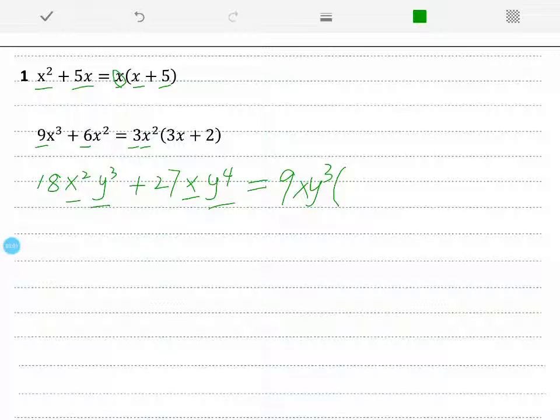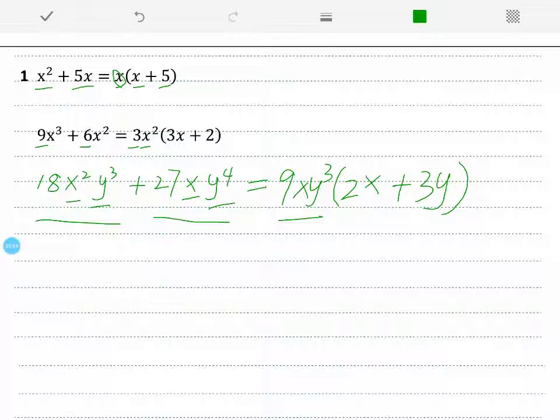So 9x y cubed times what can go back to 18x squared y cubed? That would be 2x. Then plus, 9x y cubed times what can go back to 27x y to the power 4? 9 times what equals 27, which is 3. And x is the same x, you don't have to consider x. And y cubed times y equals y to the power 4. So that's the factorized form here.